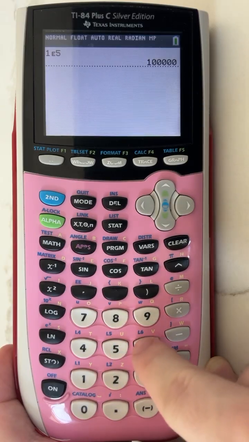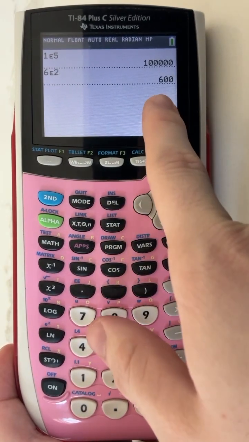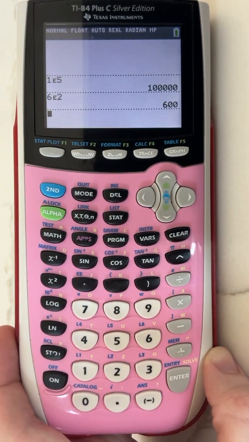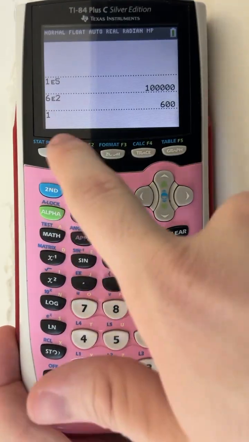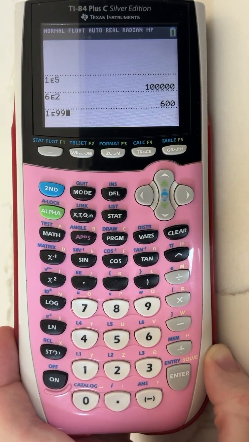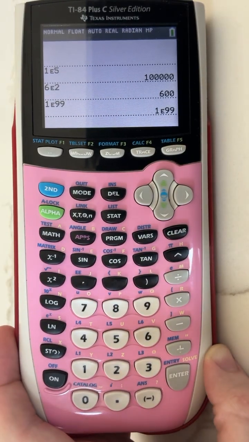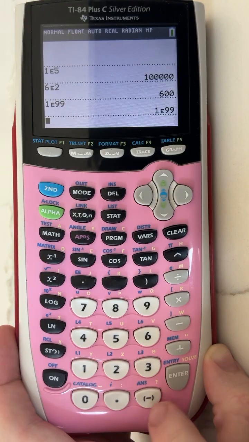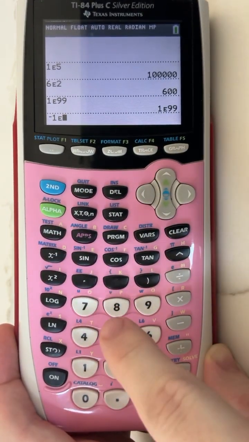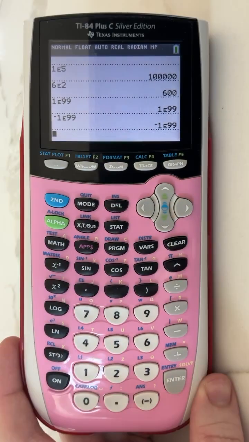If you do 6E2, that's going to be 6 times 10 squared, which is 600. Now, if you want to do a really large number, you would do 1E99. That's 1 times 10 to the power of 99, a huge positive number. And then if you want to do a very large negative number, we'll do negative, not minus, but negative, 1E99. And that's going to give you a really large negative number.